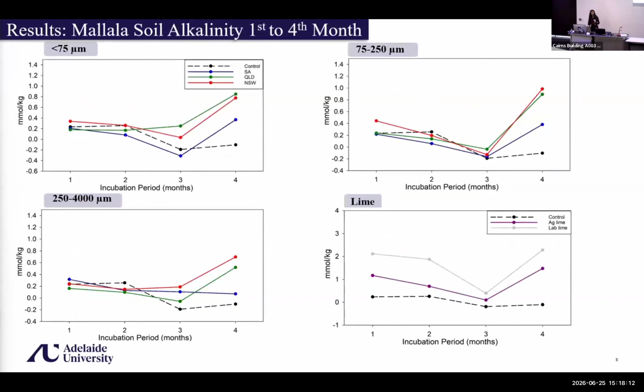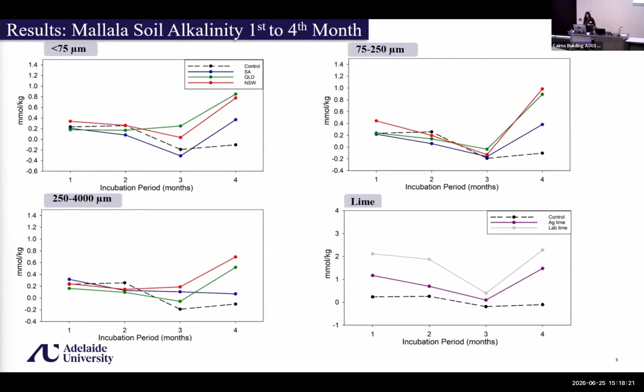Coming to the alkalinity, in the first 3 months it was almost decreasing. And finally, in the 4th month, the alkalinity suddenly increased. And it is quite high for the less than 75 micron.